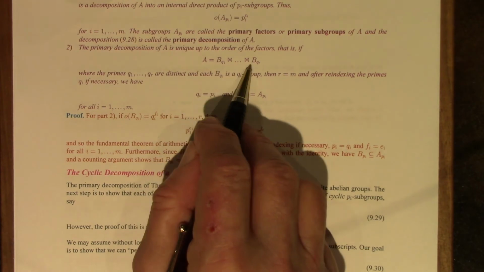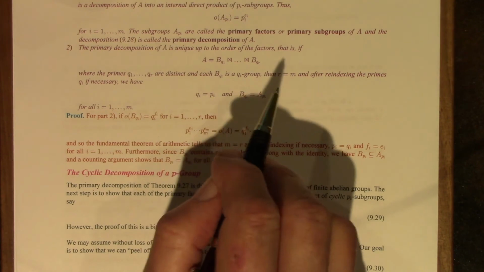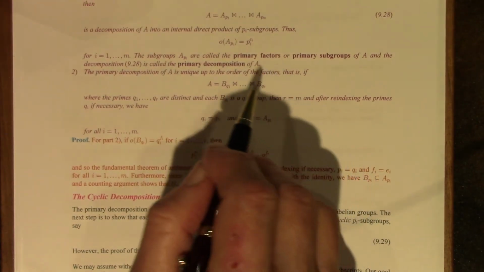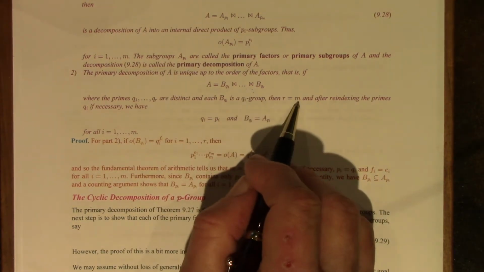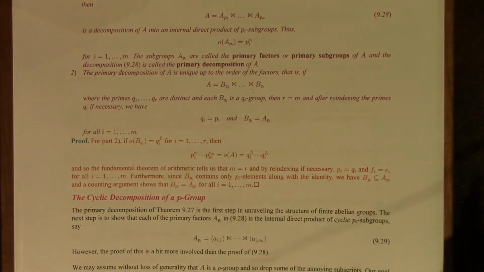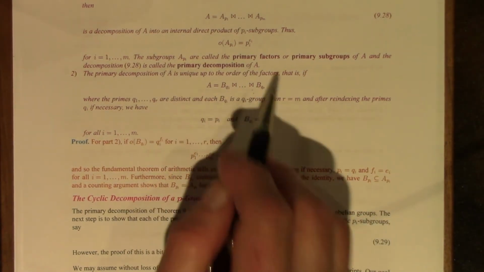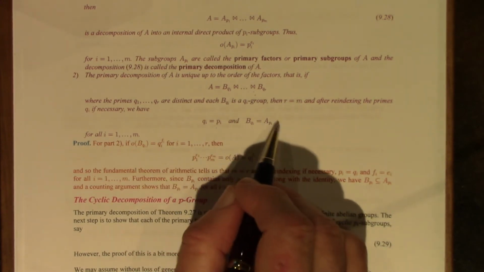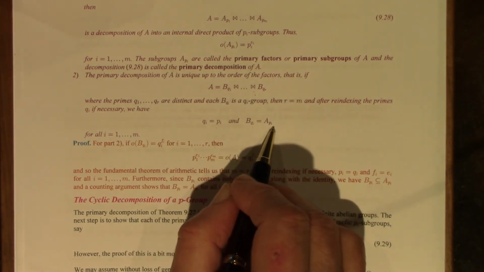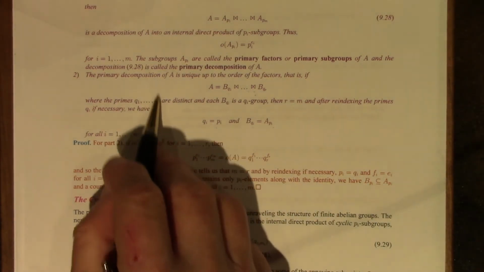And if each of these subgroups is a Qi group, then the uniqueness tells us that there are the same number of factors in both of these decompositions, r equals m, and after reindexing the primes, if necessary, these Q's, we can align them with the other decomposition. So Qi equals Pi and BQi equals API for all i. So we've proven all of this except the uniqueness part.